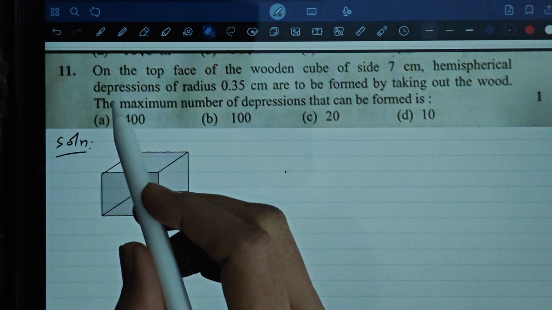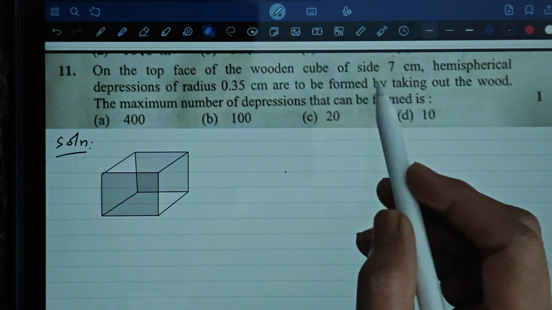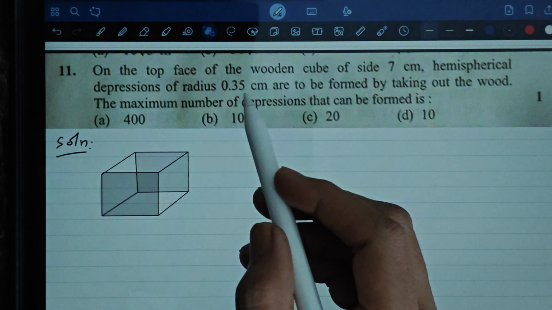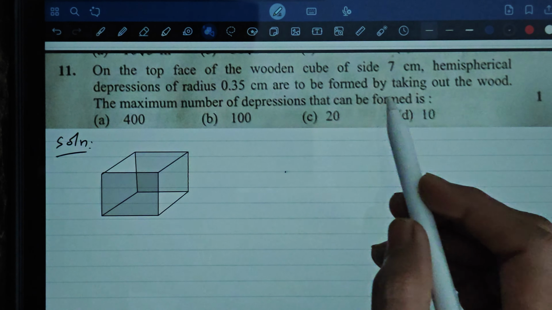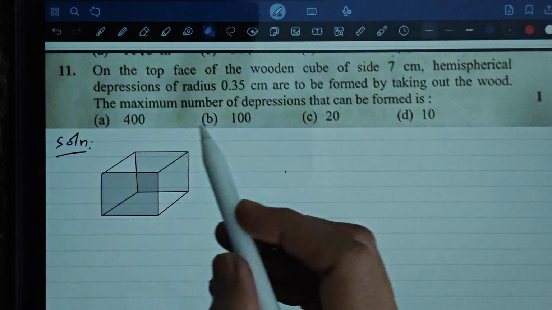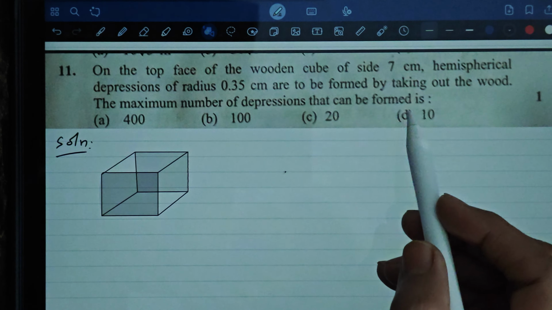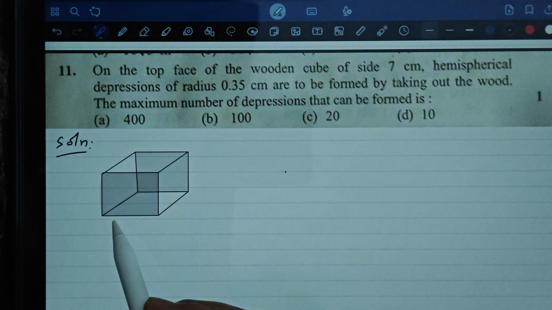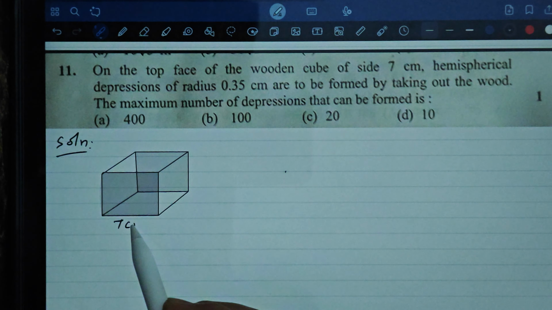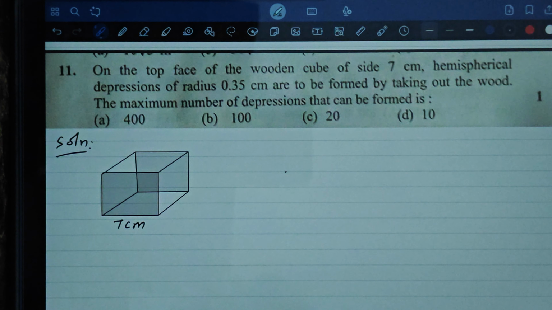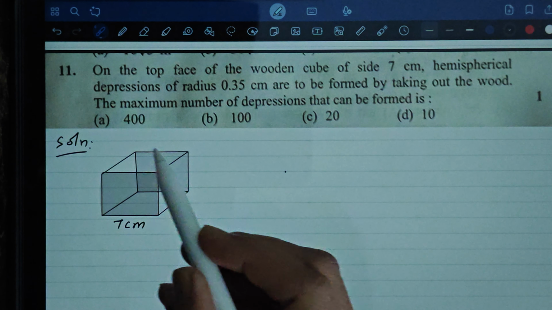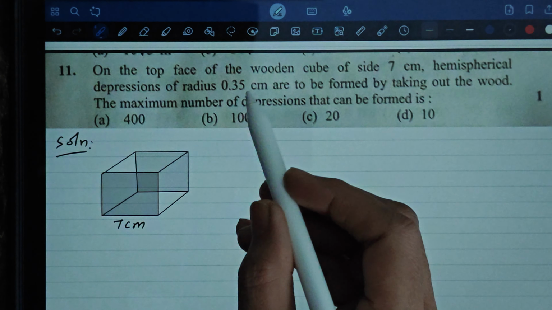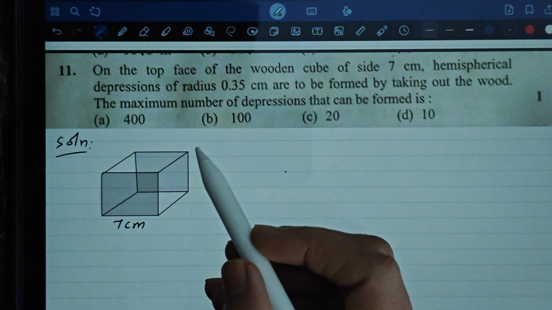One question is like this. On the top face of the wooden cube of side 7 centimeter, hemispherical depressions of radius 0.35 centimeter are to be formed by taking out the wood. The maximum number of depressions that can be formed is, okay, so this is your wooden cube and its side is 7 centimeter, and from this top surface you have to take out the hemispherical depression of radius 0.35 centimeter. Only use the top surface, okay.